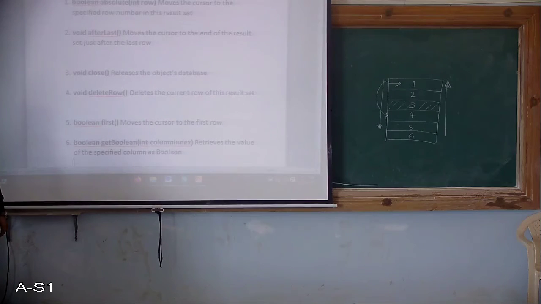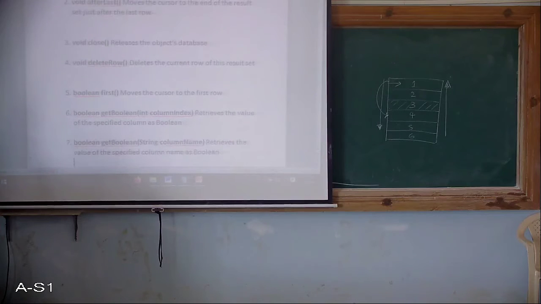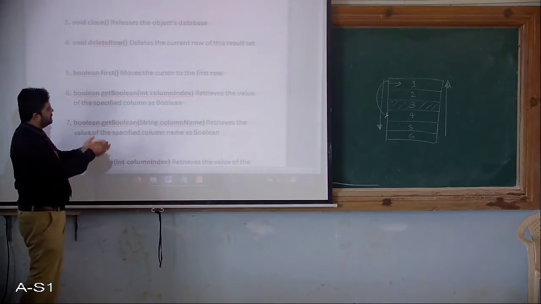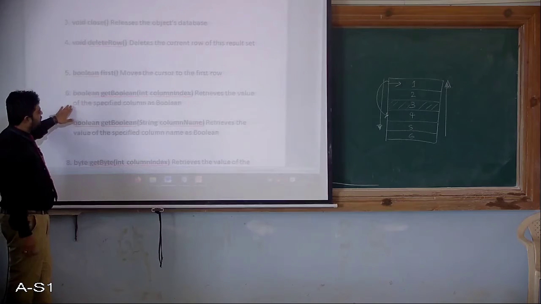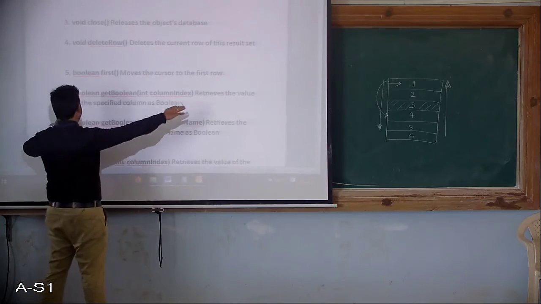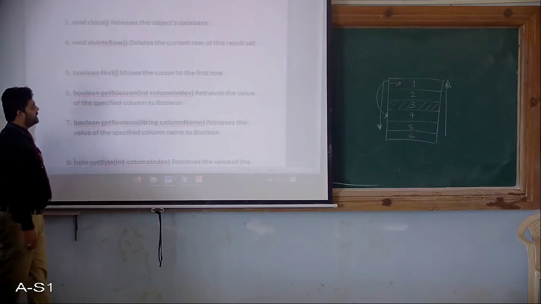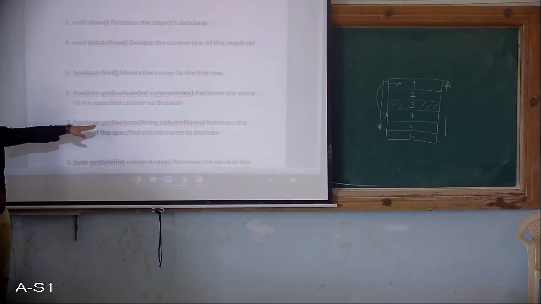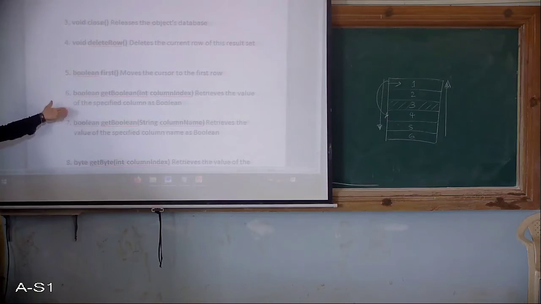Fine. Then we have getBoolean. In it we mention the column index. What is the purpose of using that? It retrieves the value of the specified column as a boolean, so either true or false will be returned by this getBoolean method for the column index you are accessing. Okay, then getBoolean with a string, a similar kind. If one is for the integer index, then this is for the string column name.